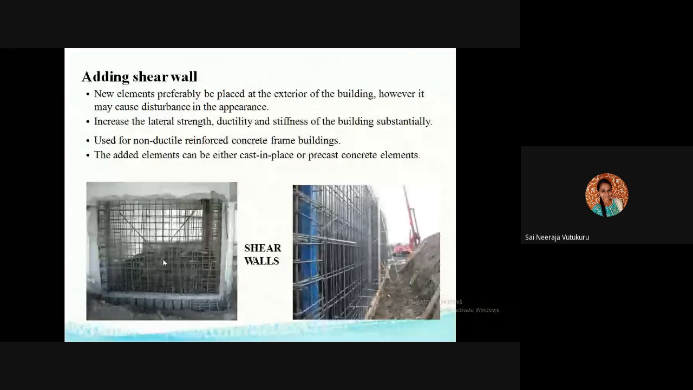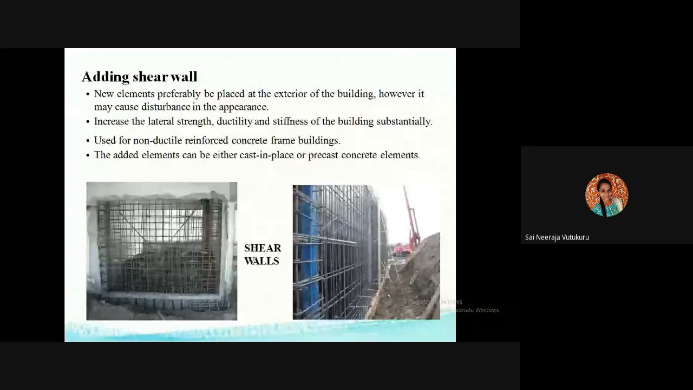From the global perspective of the wall, shear walls are the extra elements that are added at the sides of the walls in this nature. Here in the figures you can look it out. The element which was constructed as part of the building will cause some disturbance in the appearance. But still these are non-ductile reinforced frames. So by adding these kind of shear walls, we can make the building resistant to the seismic forces. This arrangement will give an increase in the strength, ductility and stiffness of a building.